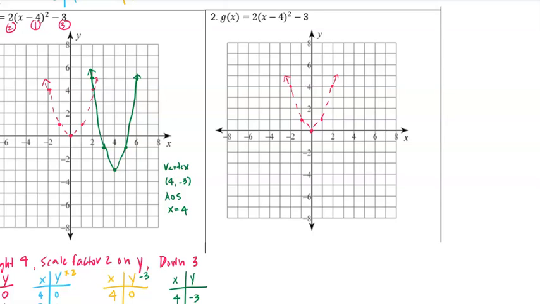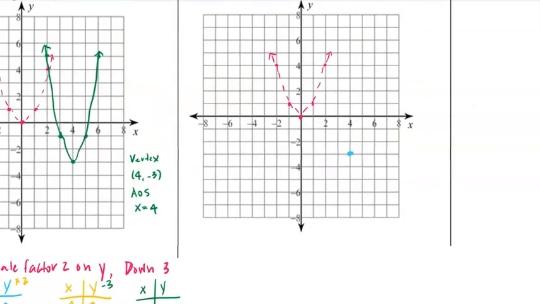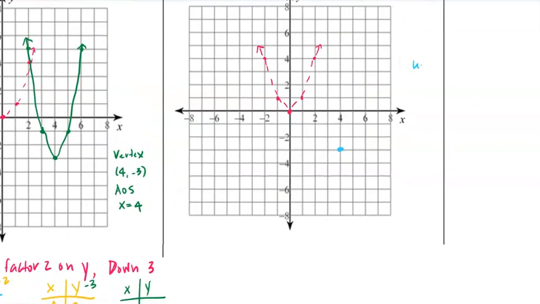Okay. So we're going to go right 4 and find that vertex, and we're going to go down 3. Right 4 and down 3. Now from here, once again, it was up 1 and right 1, and then it was up 4 and right 2, from the parent function.